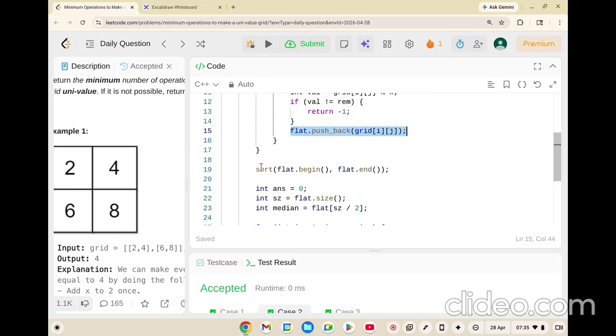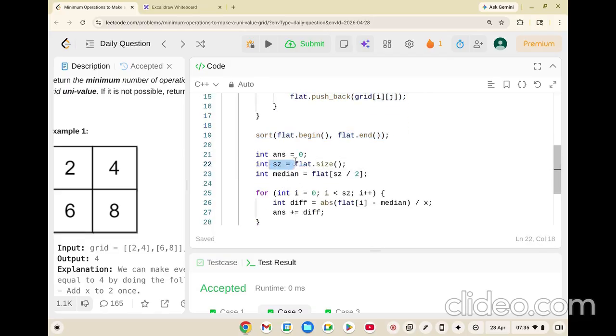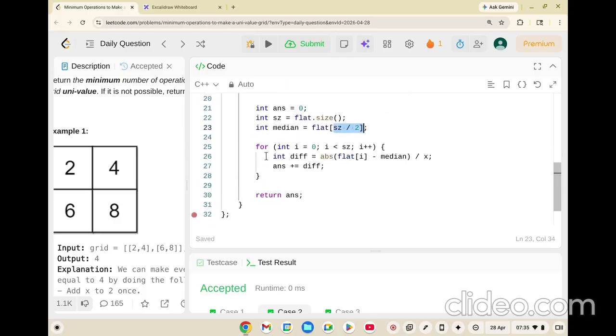Now what does this flat vector do? We sort the elements and find the middle element. How do we find the median? We simply do flat of size by 2. And after that you simply traverse the flat array, and the difference is equal to abs of flat[i] minus median, divided by x, as I said.